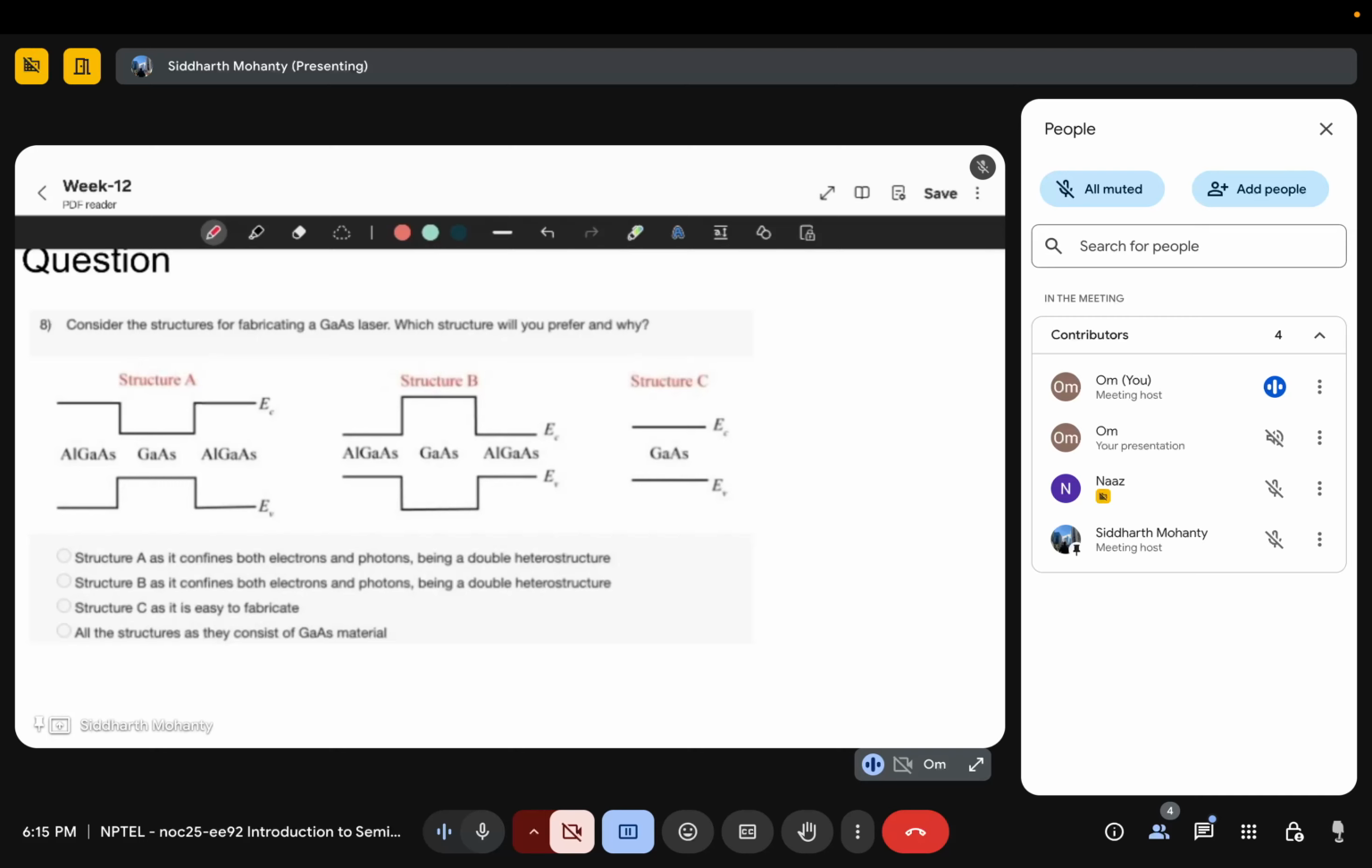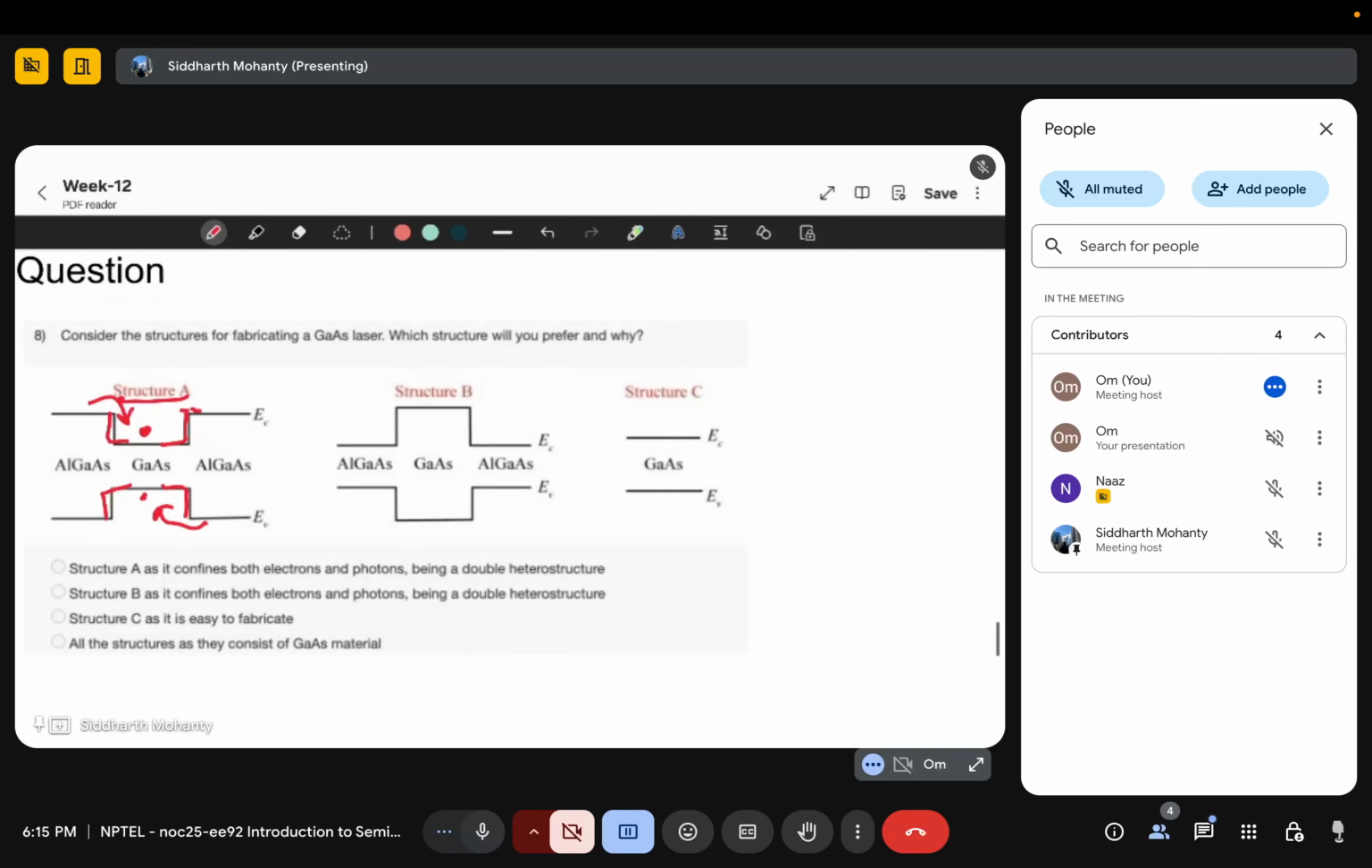So the answer is structure A, right? Because it has confinement on both the sides. So electrons are also confined and the photons will also be confined to this region. So structure A, as it confines both electrons and photons, being a double heterostructure. Next question.